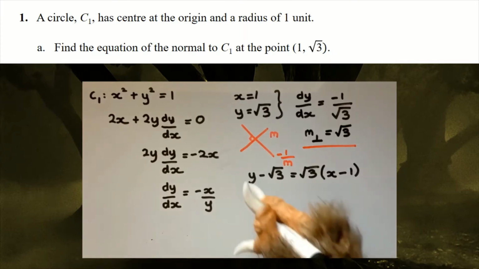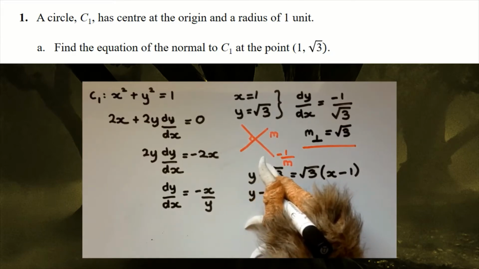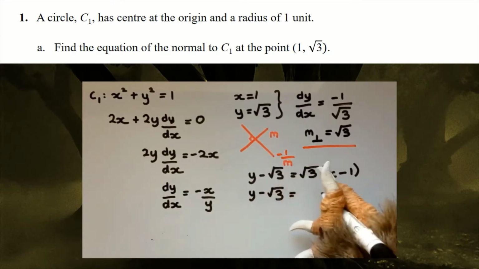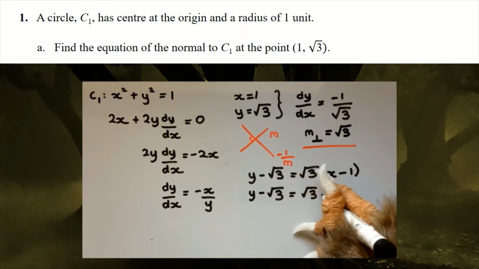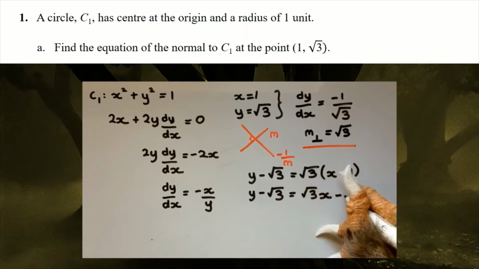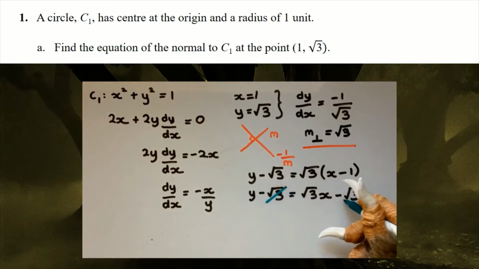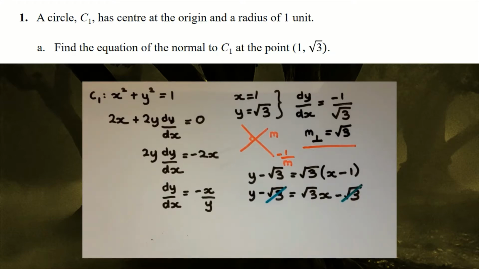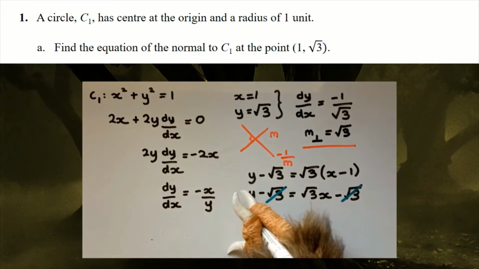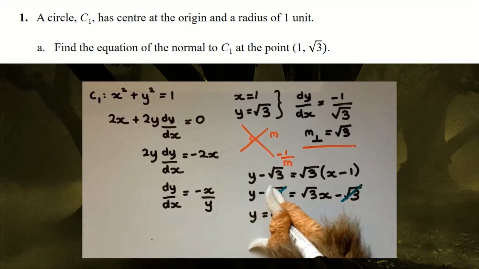Let's just expand it. So y subtract √3, and that's going to give us √3x subtract √3. Now notice here that we have -√3 on both sides of the equation. That means they're going to cancel, or we can add √3 to both sides. So that's going to go, and so is that, which means we are left with this as the equation of the normal. So our final answer is going to be y is equal to √3x.